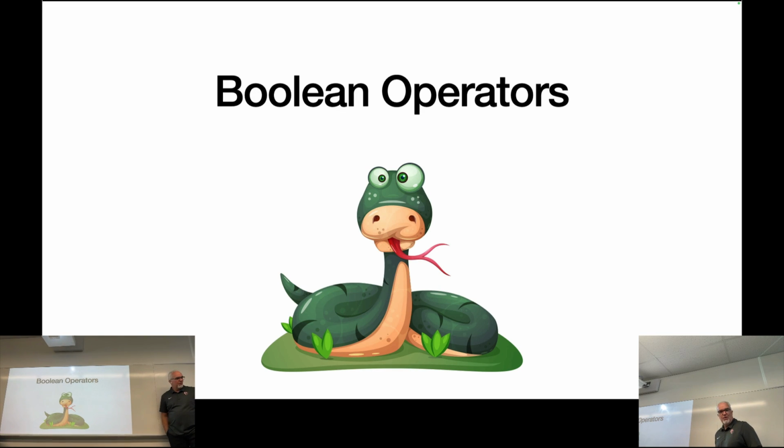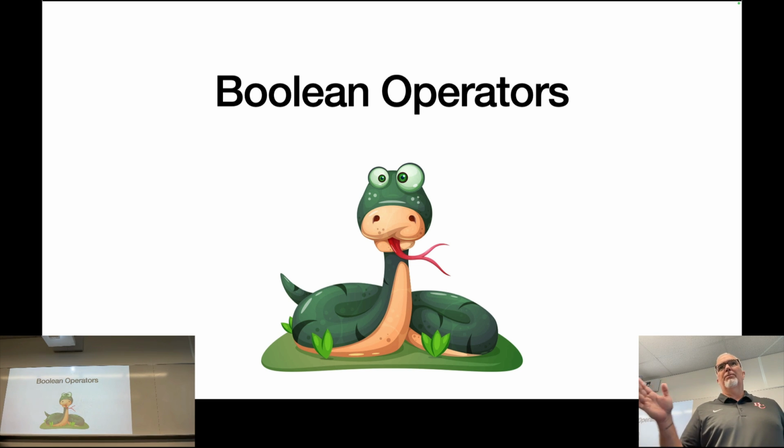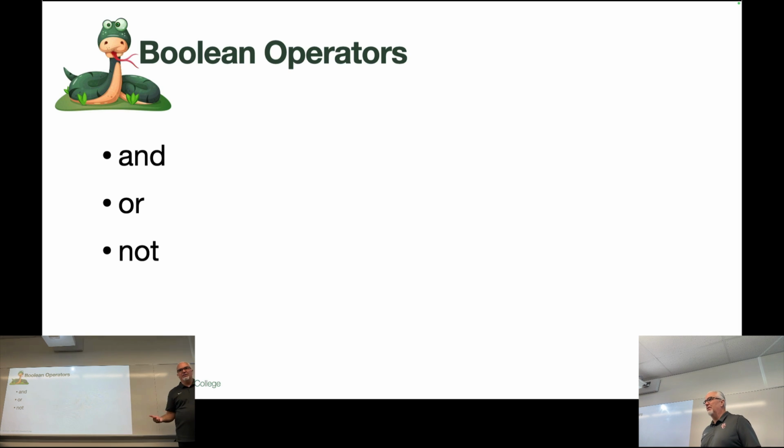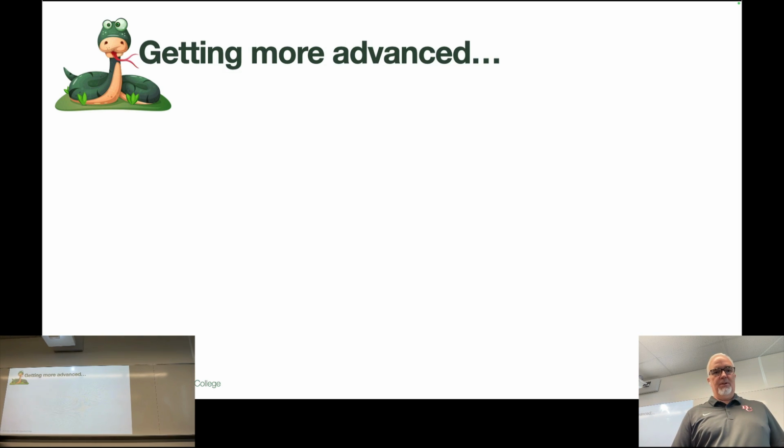So let's amp up the complexity a little bit. The complexity here being that we're going to add what are called Boolean operators. Now, Boolean operators refer to something called Boolean logic, which is different than the Boolean data type. Boolean operators are one of three words: and, or, not. And if we add those to expressions, then we can develop more complex expressions.